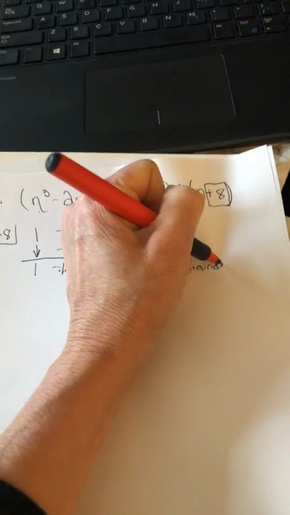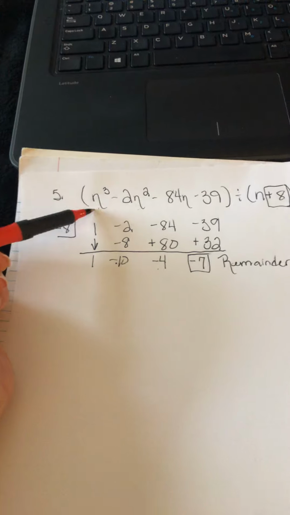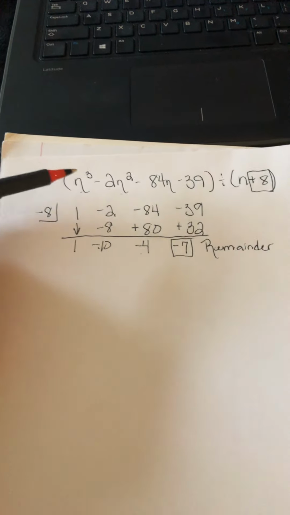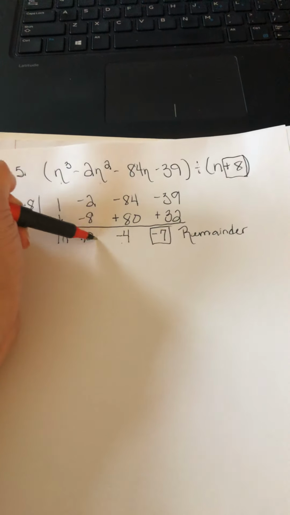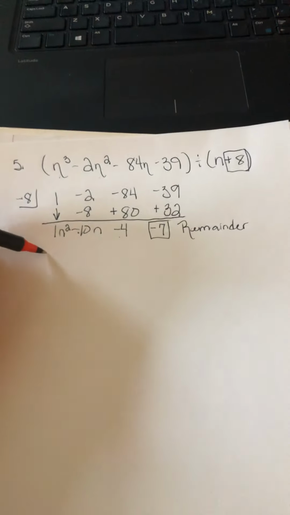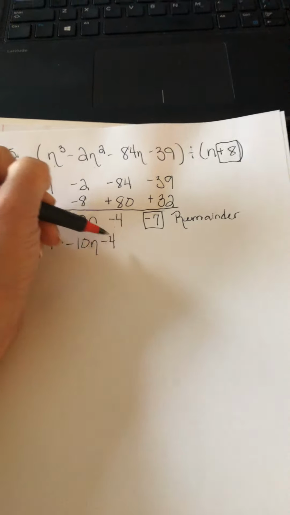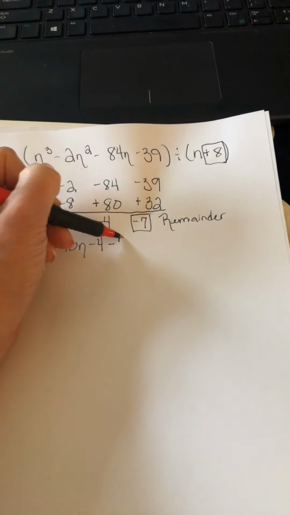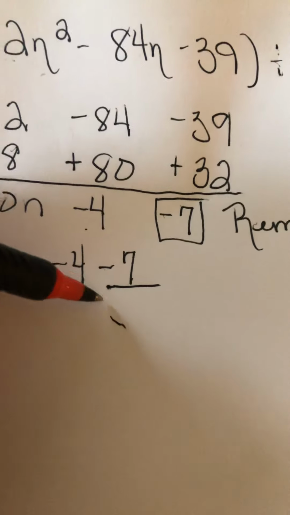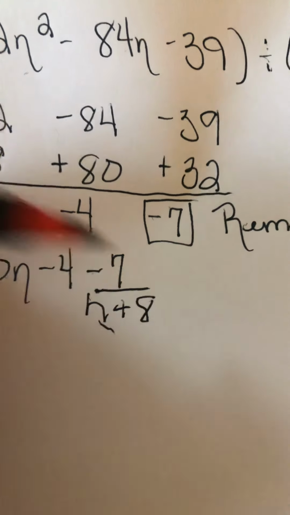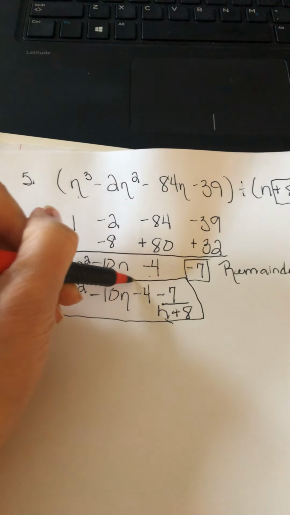It's the remainder. And in case you don't remember, we're going to come up here to this n cubed. We're going to drop it a power and make it an n squared and bring our n squared down. If there's not, then n. And so now we have 1n squared minus 10n minus 4. But what do we do with this remainder? We put it over the divisor. So we're just going to put n plus 8. And so this right here would be your solution.